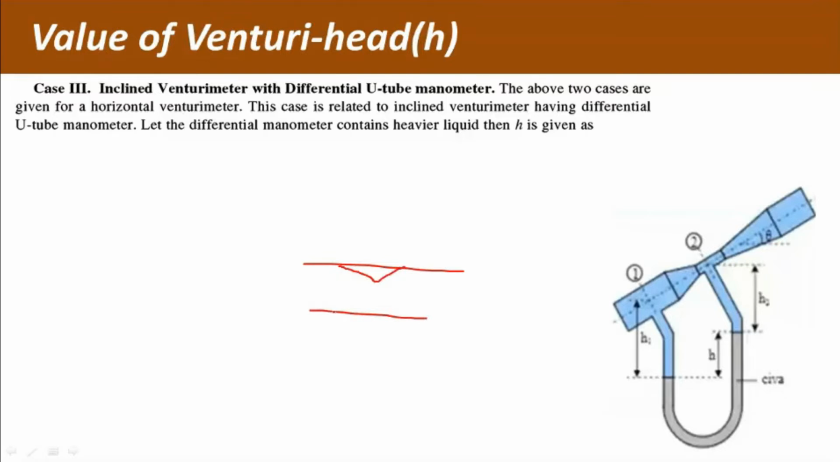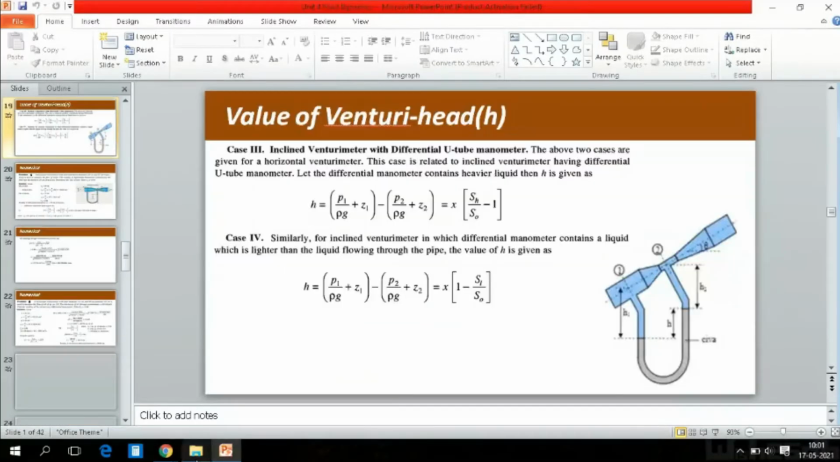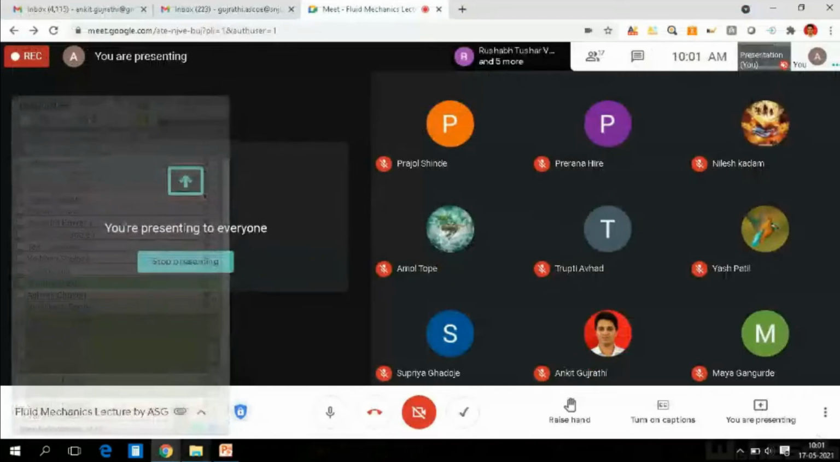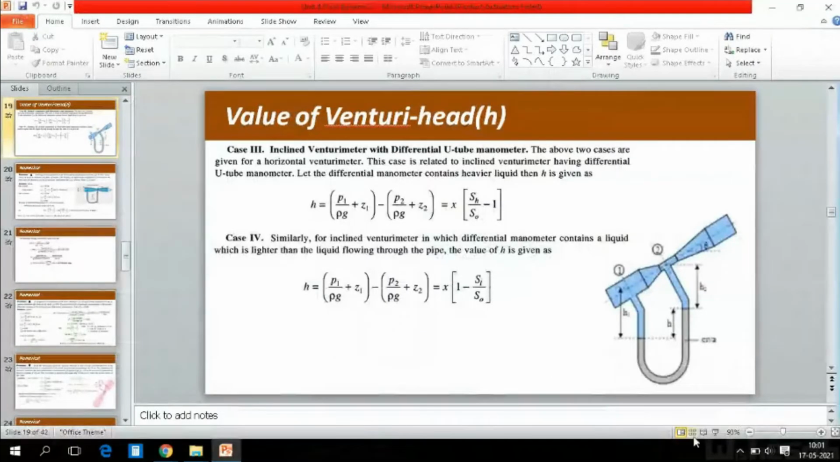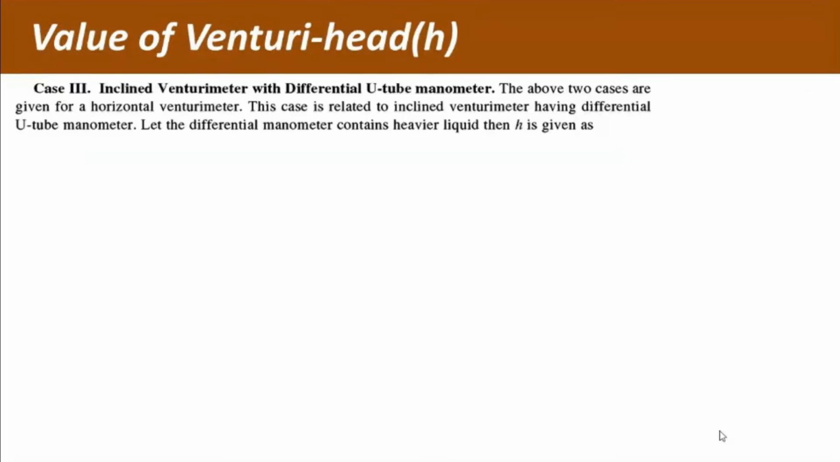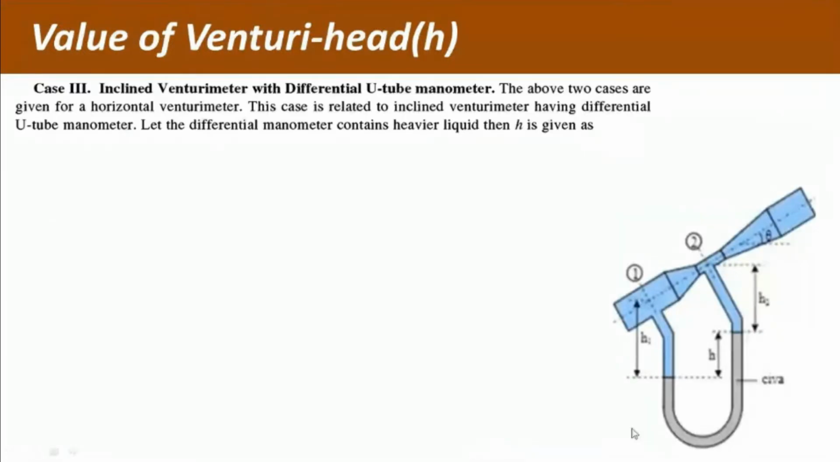When you use a horizontal venturimeter, in that case what is happening is, when you applied Bernoulli's theorem, at that time Z1 was equal to Z2, so in Bernoulli's theorem Z1 and Z2 cancelled. In that case, Z1 and Z2 cancelled each other. But here, as it is an inclined tube, Z1 will be different and Z2 will be different. So you cannot cancel Z1 and Z2, and at that time the definition of your venturi head changes a little. So venturi head is nothing but the difference of manometric head.